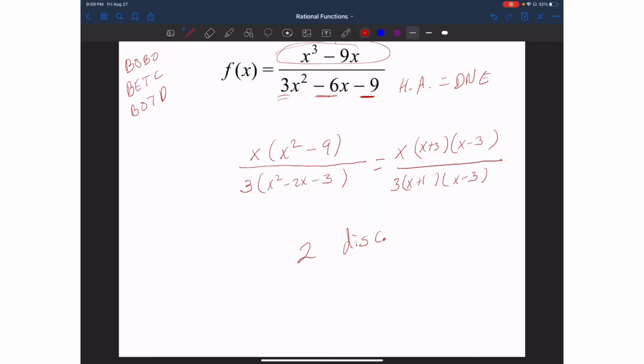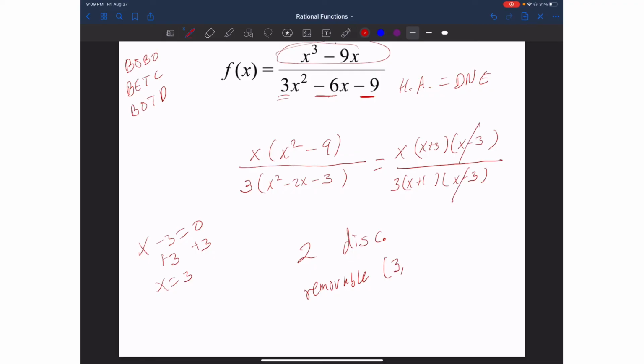Now, to figure out what type of discontinuities, I look at x plus 1 first, look at my numerator, and I notice that I don't have an x plus 1. And then I look at x minus 3, and I notice that that one does repeat, meaning this one can be removed or divided out. So again, I'm going to take x minus 3 and set it equal to 0, add 3 to both sides, and I get x equals 3. So my removable discontinuity will have an x value of 3.